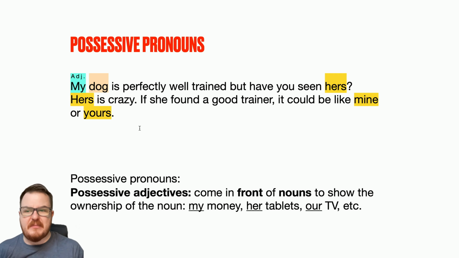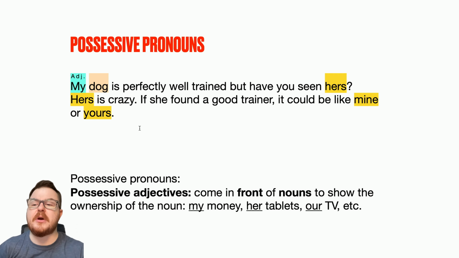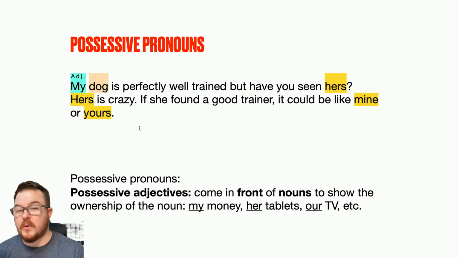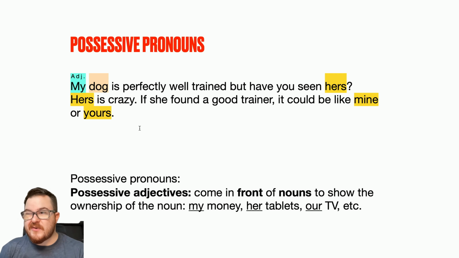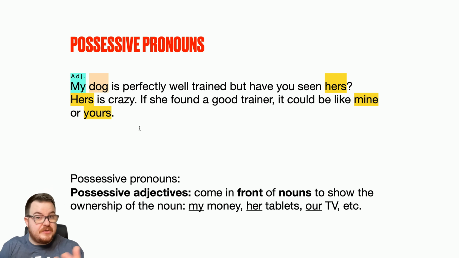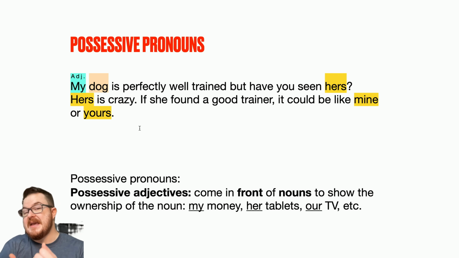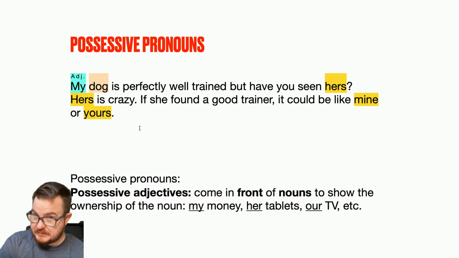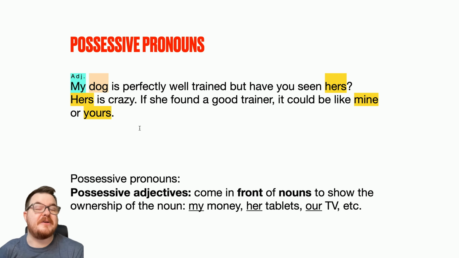Imagine we did. "My dog is perfectly well trained, but have you seen her dog? Her dog is crazy. If she found a good trainer, it could be like my dog or your dog." Actually, we can avoid repeating the word dog so many times by using a possessive pronoun. And this is what we do. We do this in everyday English and everyday German so that we don't end up repeating the same nouns over and over again.